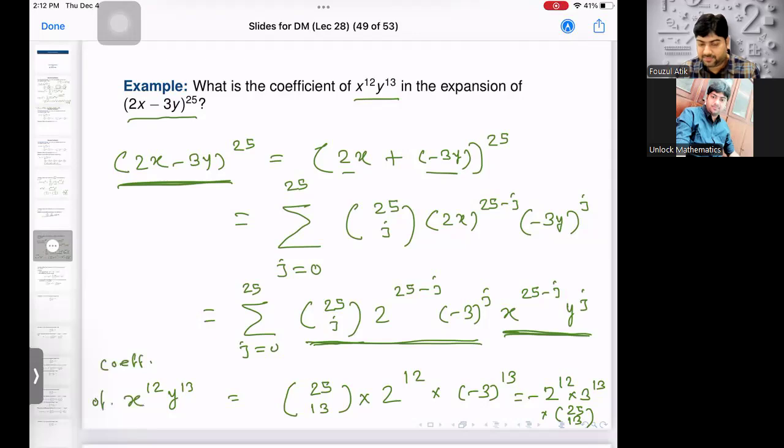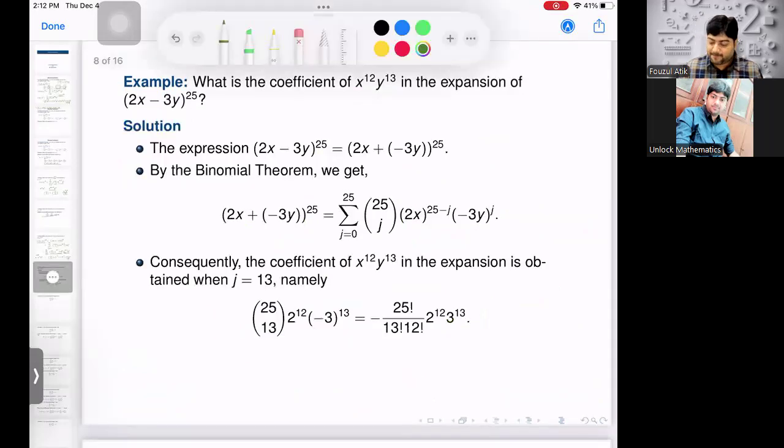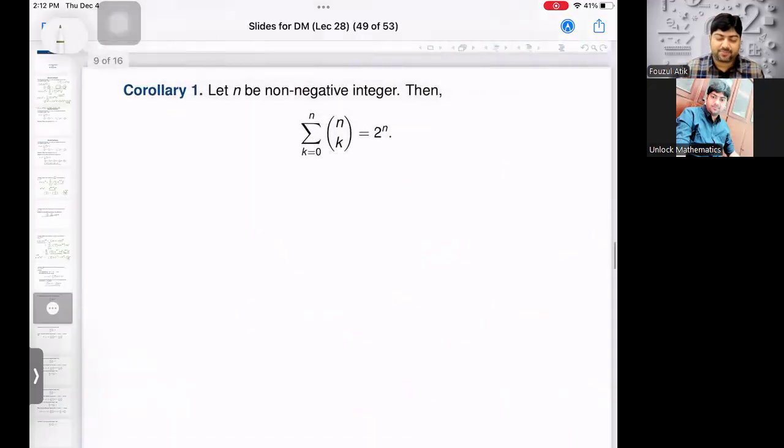Okay. Now I have a few easy things. This one we have already discussed. What about this one? Let n be a non-negative integer. Then the summation of k equal to 0 to n, nCk is equal to 2 power n. Can you prove this one? Using the binomial theorem, I can easily prove that.